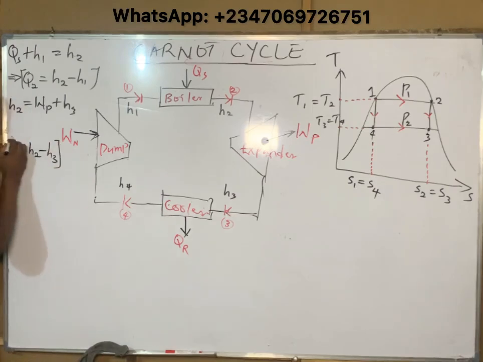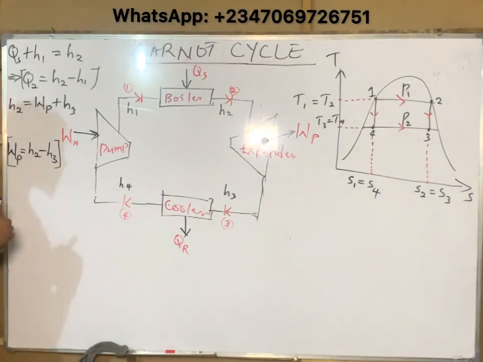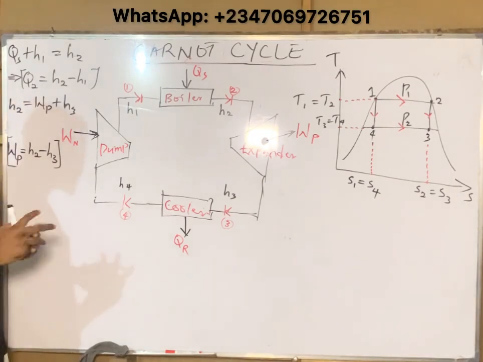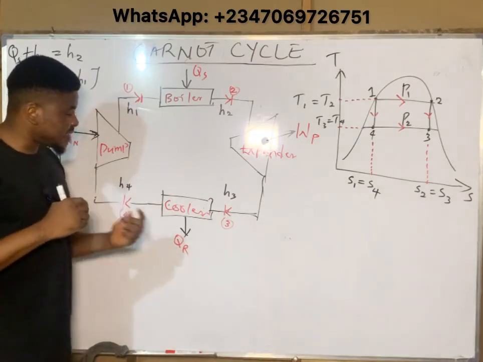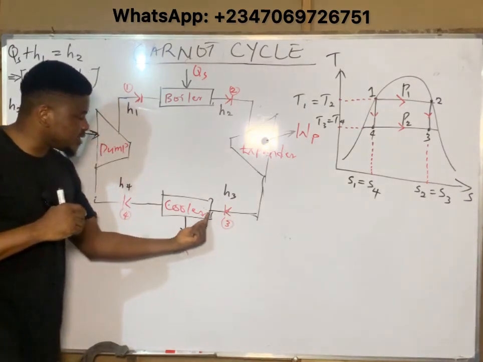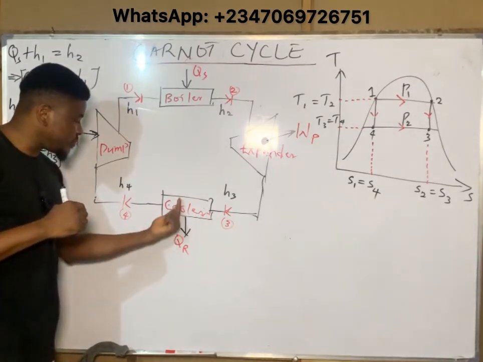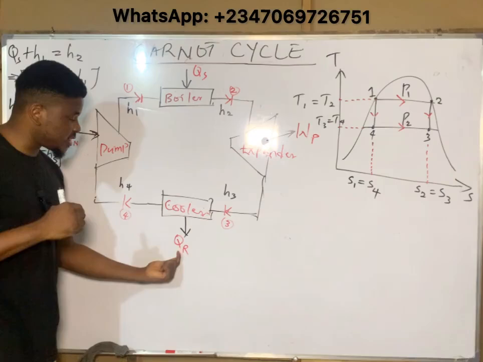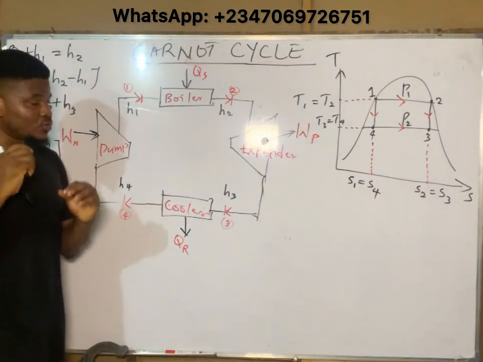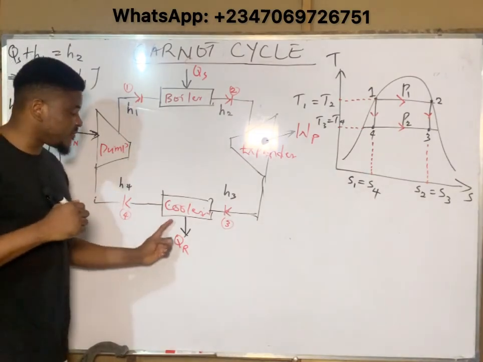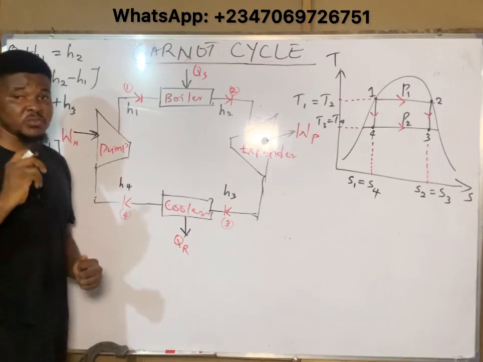And this gives me the positive work done on the system. It's as simple as this. If I move to the cooler, please, I realize that I have H3 entering into the cooler, but I have Q, heat rejection, leaving the cooler. I have H4 leaving the cooler, but it will interest you to know that the heat removal from the system is always going to be negative.